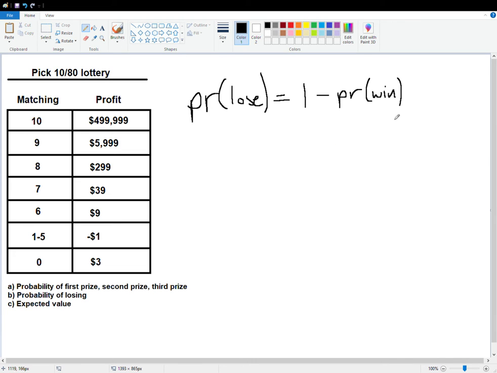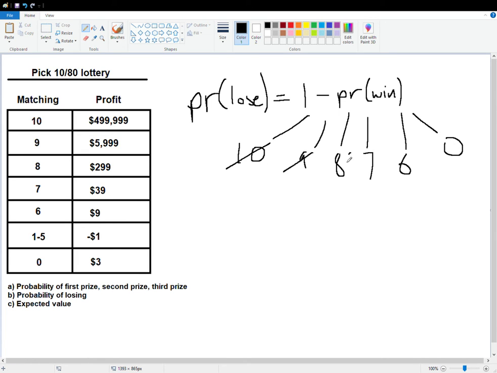So the total probability of winning, let's think about how many ways can we win. Well, we win if we match 10, 9, 8, 7, 6, or 0 numbers. But we already found 10, 9, and 8 matching numbers because we did that in part A. So all we need to do is find 7, 6, and 0 now. And then we do 1 minus the sum of all of these probabilities, and we'll have the probability of losing.